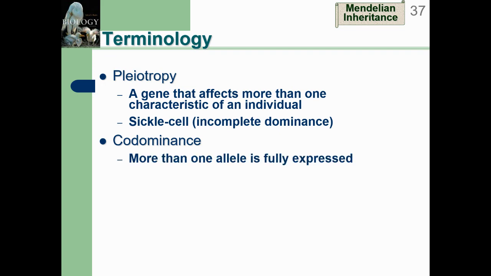Codominance is when more than one allele is fully expressed. So ABO blood type is an example. If I have A and B, both are expressed. I get both proteins on the cell surface. Some flowers, if I get red and white, I don't get pink. I don't get red, the dominant. I get both red and white on the petal.